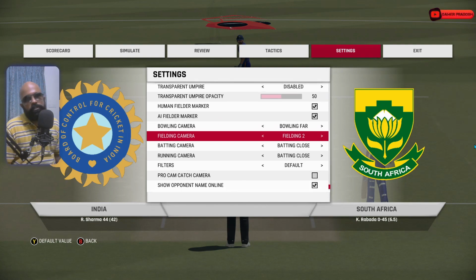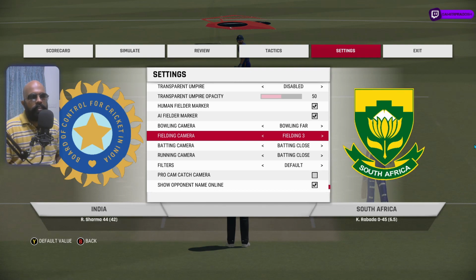Fielding camera too, while fielding, I use that. It's a bit snappy and not right at times, but I'm okay with it because again, like I said, anything I play, I always like to be closer to the action, and this camera angle makes me do that. So I'm just using that.